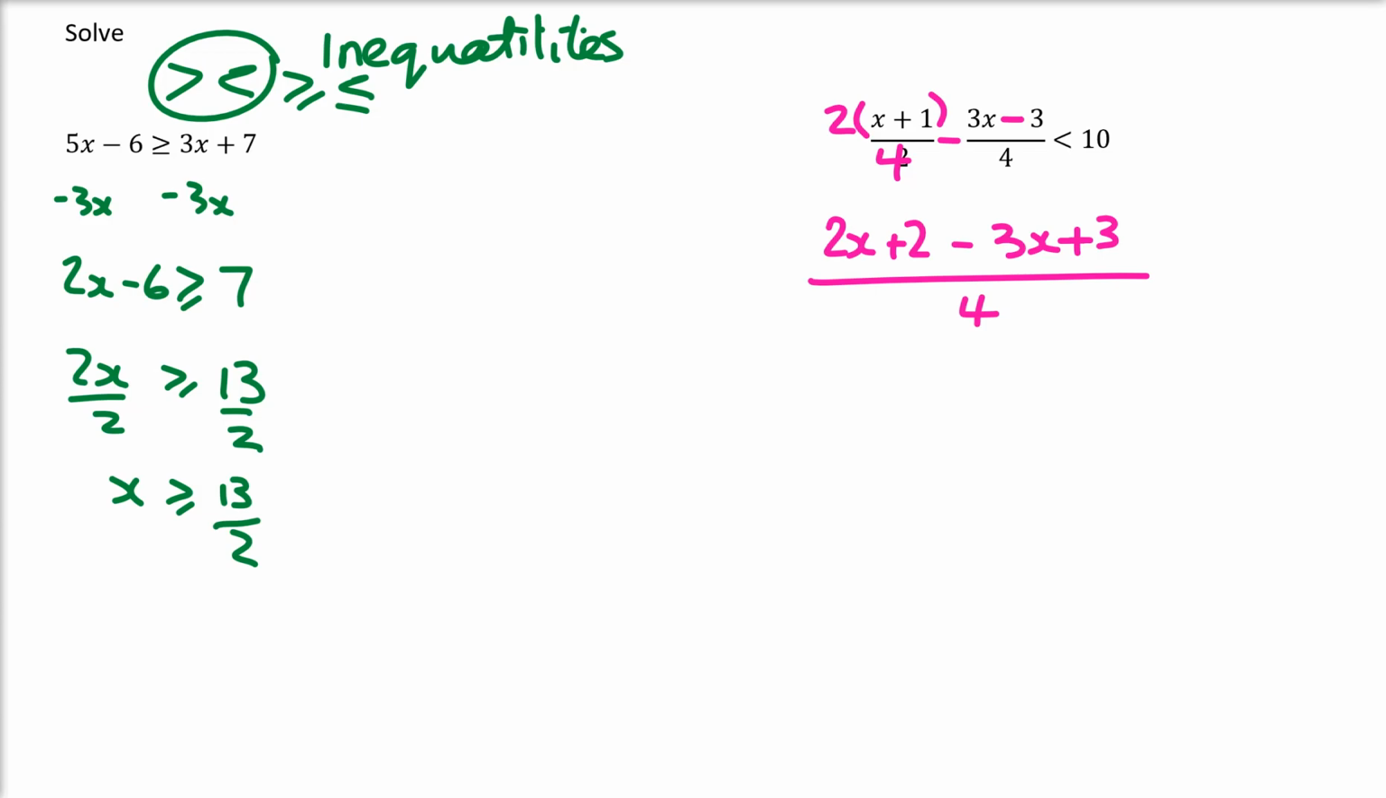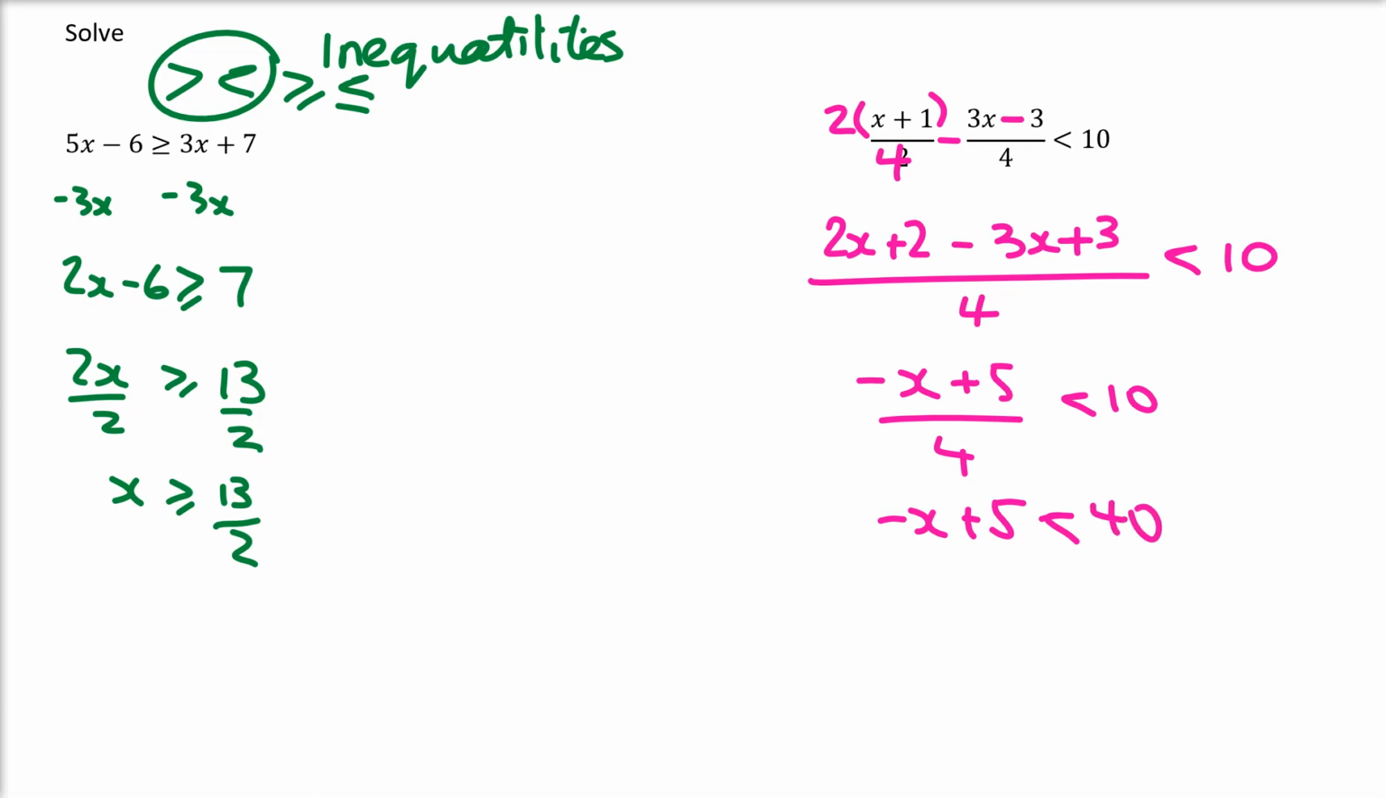That's a really common question to get come exam time because it's a really easy mistake to make. It's like they're purposely trying to trip you up. And this is all less than 10. Collect the top lines, that becomes negative x plus 5 over 4 is less than 10. Times by 4. Minus 5, so negative x is less than 35.